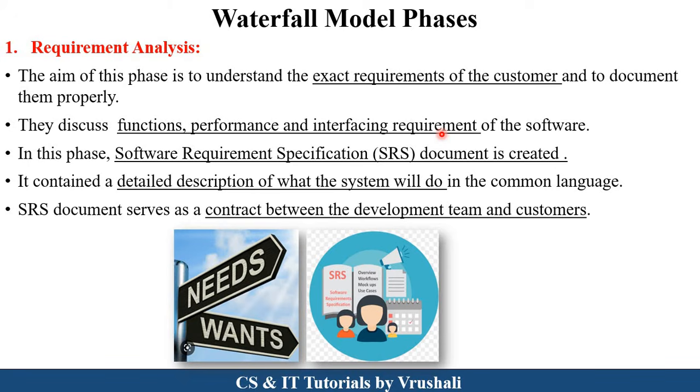After collecting requirements, these requirements are maintained in a particular document. This document is called SRS, that is software requirement specification. This document has a detailed description of what exactly the customer wants and the requirements of the customer. Basically, this SRS document is a contract between the development team and the customer. Now next.